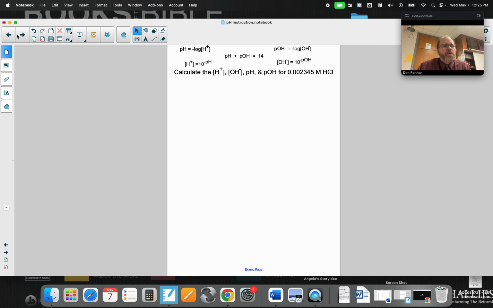All right, so let's try one. Let's say we're going to work with HCl. Now, when we dissociate HCl, we're going to get H plus and Cl minus. If the concentration of acid is 0.002345 molar, because this is 1 to 1, the hydrogen ion concentration is also 0.002345. And the chloride ion concentration would also be 0.002345 molar, but we don't care about that. We're looking at hydrogen ion.